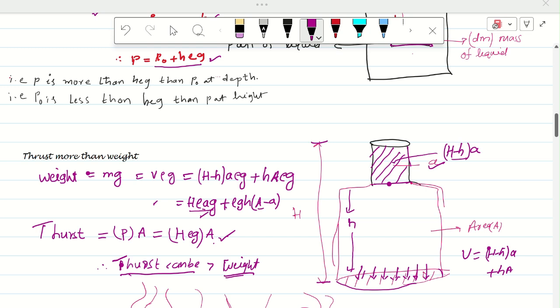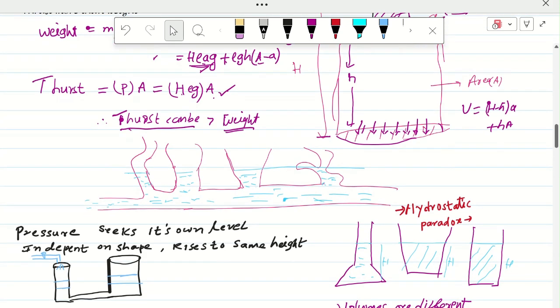I have very clearly given one of the properties of pressure: a fluid in equilibrium exerts pressure at right angles to the surface. So here also pressure is equal to H rho g due to the liquid column; that is gauge pressure, which I will explain later, and area. So this is thrust on the bottom, H rho g into A. Here mg is the weight, that is equal to V rho g. So here it is capital H rho g into capital A, but here small a. By these two equations you can tell thrust can be greater than weight.